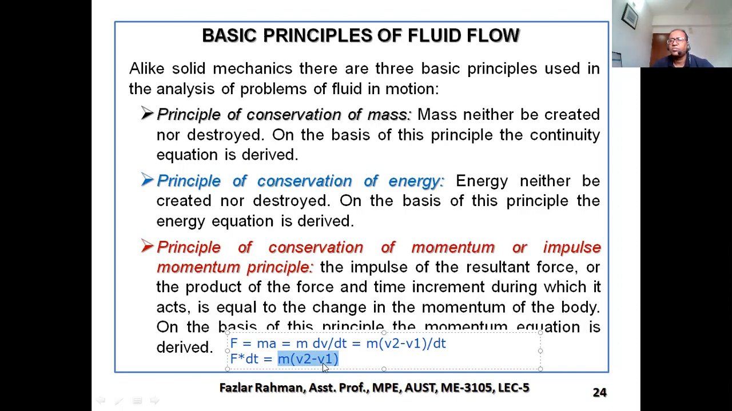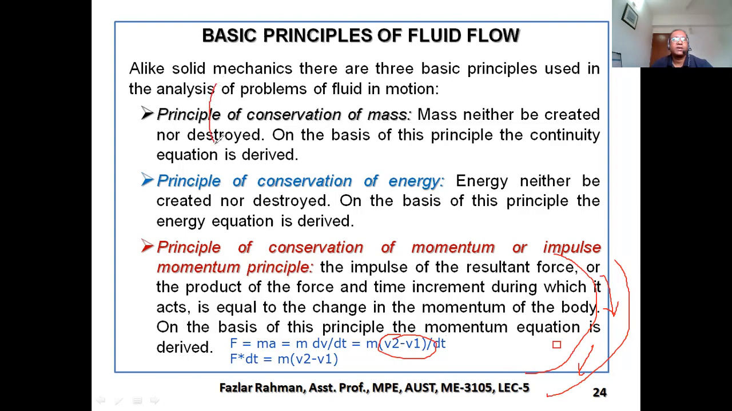And from this change of momentum, we will figure out what will happen if a fluid passing through a pipeline changes direction. If the fluid element changes the direction of flow, it changes the direction of the velocity. That means this V is changing in terms of direction and magnitude. Then there will be some force. I need to figure out how much force there will be.